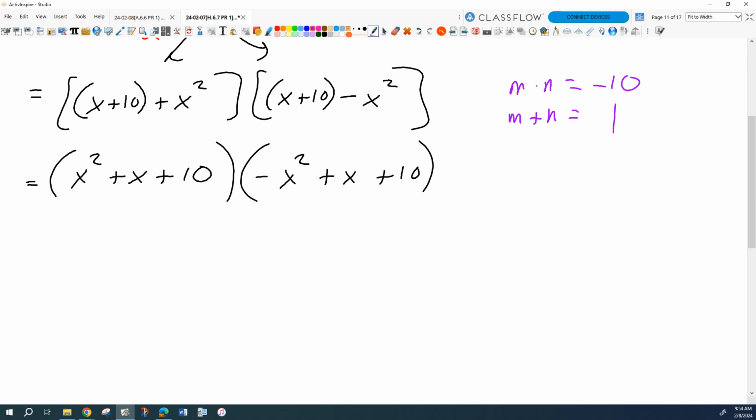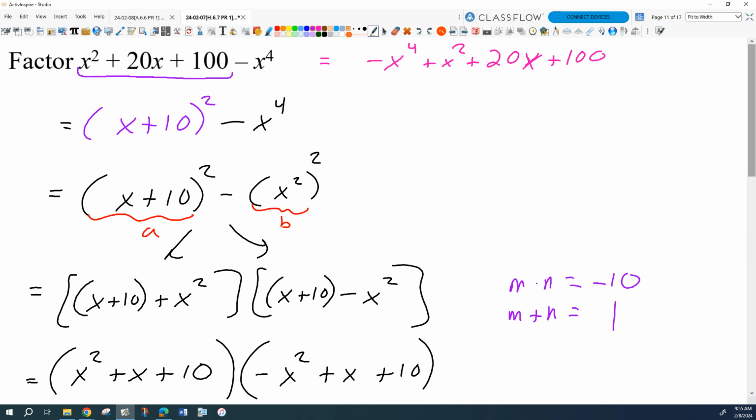We're done. But we had to check, right? It's possible that maybe we'd end up with trinomials that could be factored further. But we can't, so we're done. That's prime. Okay? Give me 1 to 5 on that one. That's a tricky one, right? I get it. That's a tricky one.